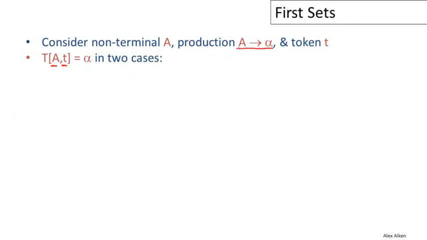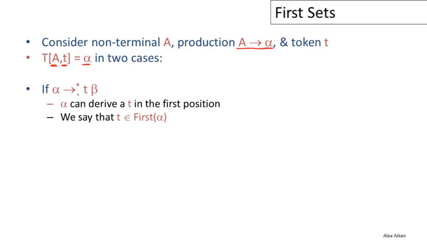We'll replace A, the non-terminal, by the right-hand side alpha. That means the entry at A, T in the table would be alpha. There are two situations in which we would like to do this. The first one is if alpha can derive T in the first position. That means that beginning with alpha, there is some derivation, some sequence of moves, could be 0 or more moves, that will result in a T appearing in the first position of the string that's derived.